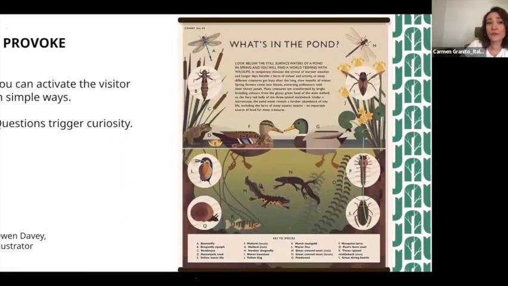Okay, then you have the provoke. So we said we want to activate the visitor. Now we can activate the visitor in very simple ways. For example, if we use simple questions in the title, like in this case, what's in the pond? Now, we are triggering curiosity. We are making people wonder about something. So this is a very simple way to start provoking.